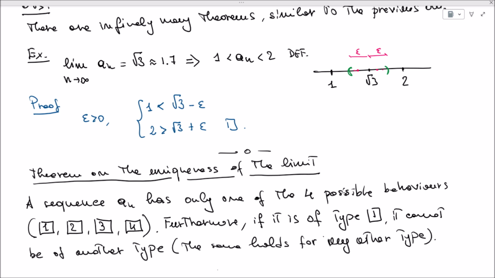So what I'm saying is that we know from last lecture that given a sequence we have only 4 possible behaviors, 1, 2, 3, and 4. What we are saying with this theorem is that the type of behavior can only be one of these. It is not possible, for example, that a sequence falls in category 1 and 2 simultaneously. Okay?